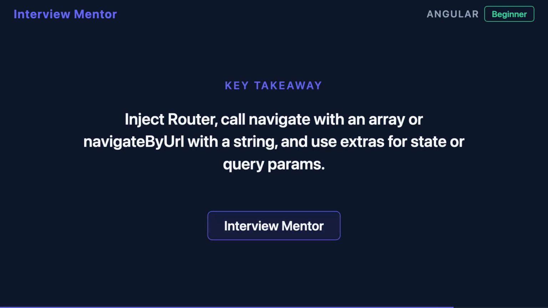Inject the router service, call navigate with an array or navigateByUrl with a string, and use navigation extras for state, query params, or history control. Master this, and you control your app's flow.